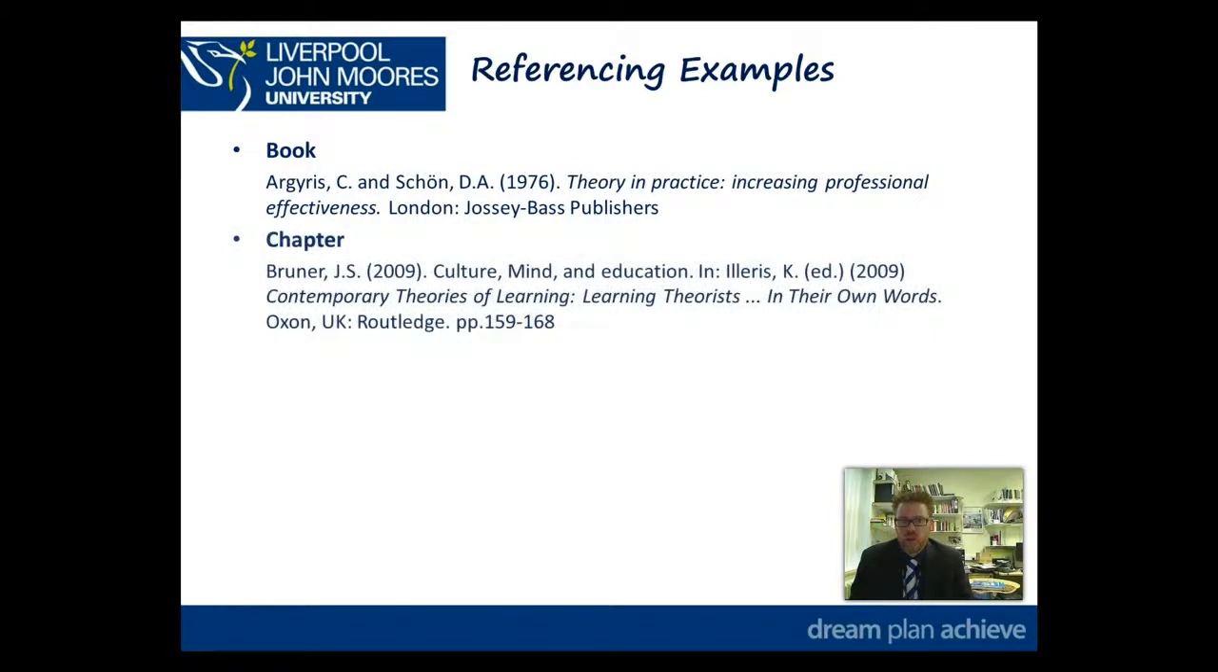For a chapter, it's very much the same as a book, but you can see there this chapter is written by Bruner, and the title of the chapter was Culture, Mind and Education. Now that's not the title of the publication, so it's not in italics. And then you've got the book was edited by Ilieris, so it says in colon, and then you've got the book that it comes from. And at the end you've got pp, so the page range for that chapter. It is important that you include that as well when you're referencing a chapter.